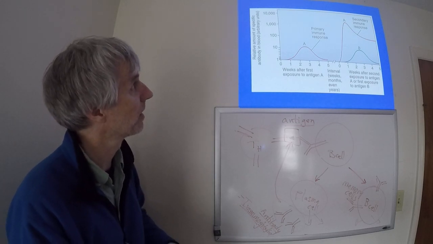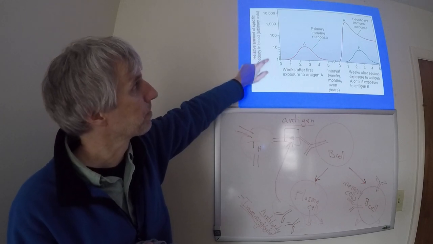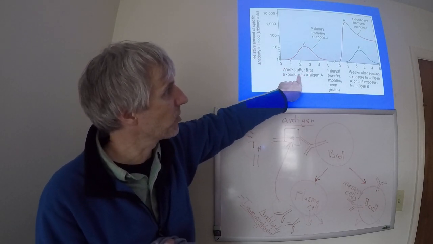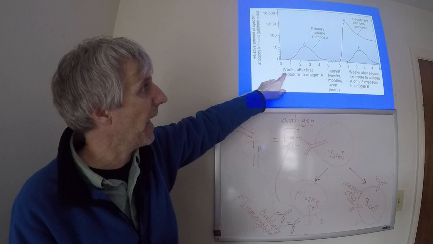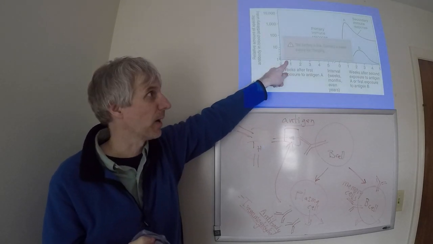Okay, so here, relative amount of specific antibody in the blood. Here's weeks after first exposure to antigen A. So it took a few days for us to mount an immune response.